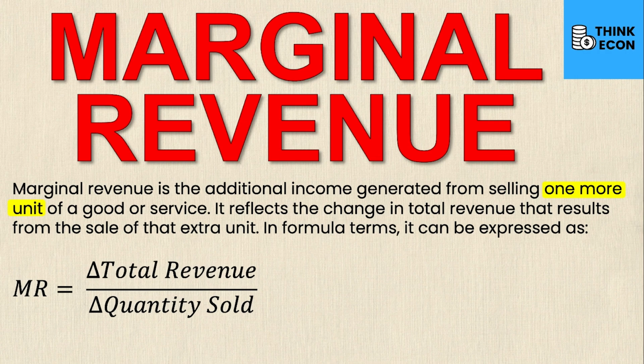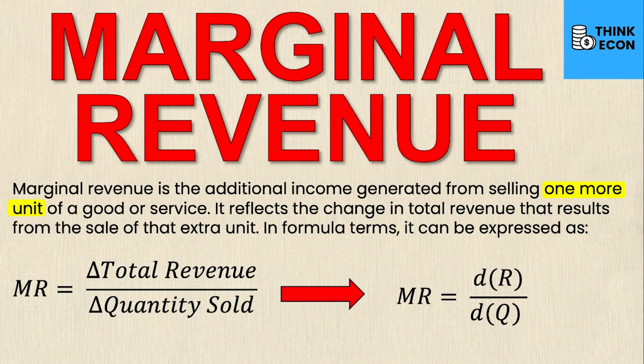And in formula terms, it can be expressed as: marginal revenue is equal to the change in total revenue, or delta total revenue, over the change in the quantity sold, or delta quantity sold. Now, if you're familiar with calculus, then you might realize that what we've written on the left is also the same as writing marginal revenue is equal to the derivative of the revenue function with respect to Q, and that's the denotation you see on the right. So again, the marginal revenue is equal to the first derivative of the revenue function with respect to Q.